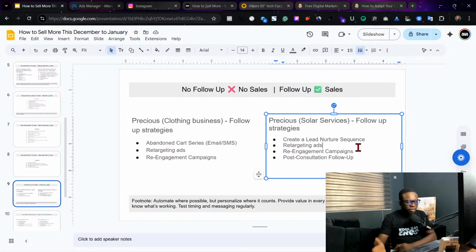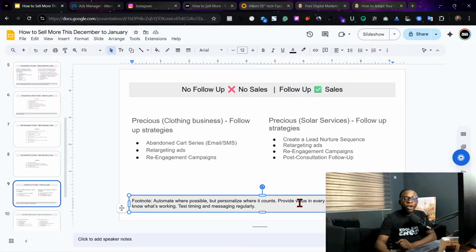Same thing with re-engagement, same thing with post-consultation follow-up. With leads, you can say, book a call, right? And if the person did not book a call, you can follow up. With leads, it's a crazy thing. I think I would separately do a class on lead generation, because leads are a headache on their own. So retargeting and the rest. Now, footnotes: automate where possible.